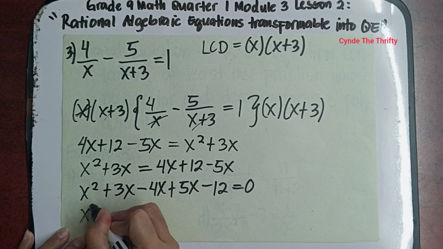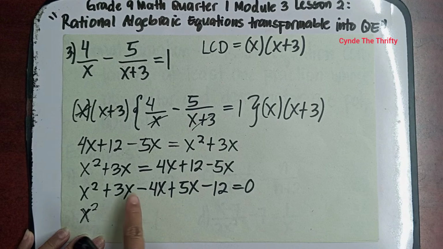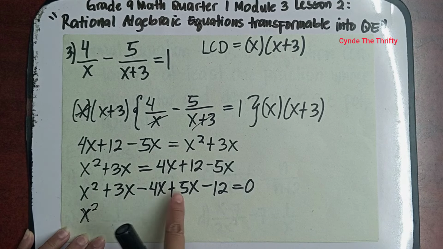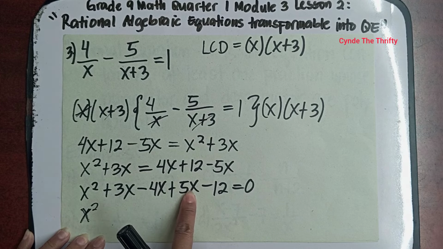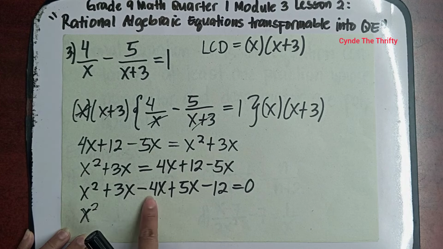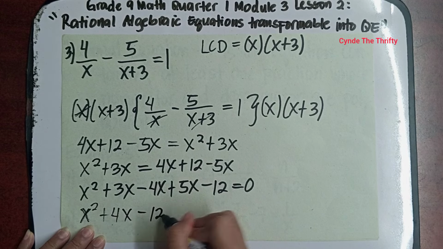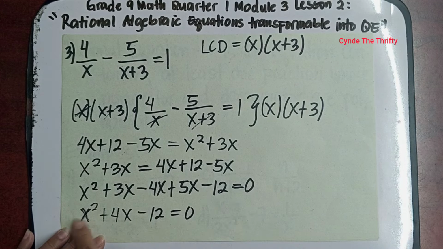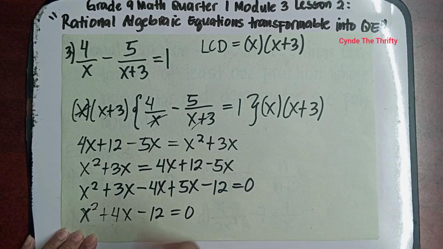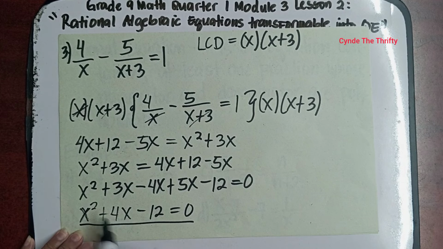So, x squared. So, positive, negative, positive. So, positive 3x plus positive 5x is equal to 8x. Minus 4x is equal to positive 4x. Minus 12 is equal to 0. Okay, so meron na tayong quadratic equation into standard form. That is x squared plus 4x minus 12 is equal to 0.